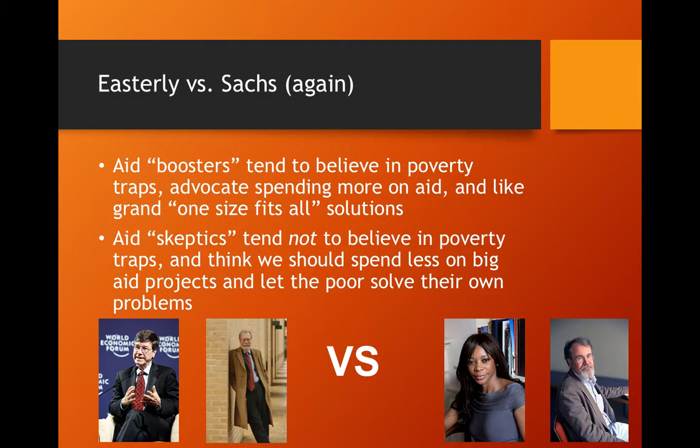Because much of the aid that's being done to help the poor is not foreign aid. And even if there's no foreign aid, there will still be things being done by domestic actors to try to help the poor. And so it's still important to understand when those projects can work and when they won't.